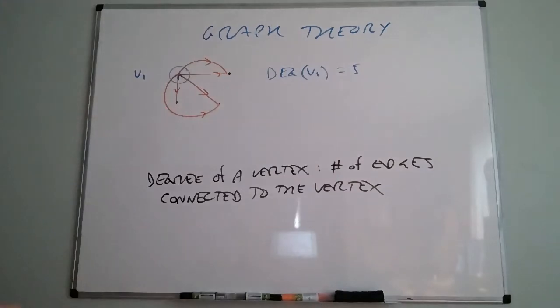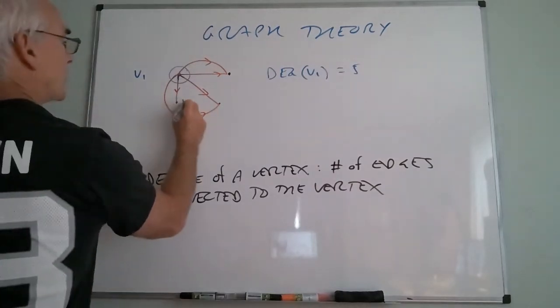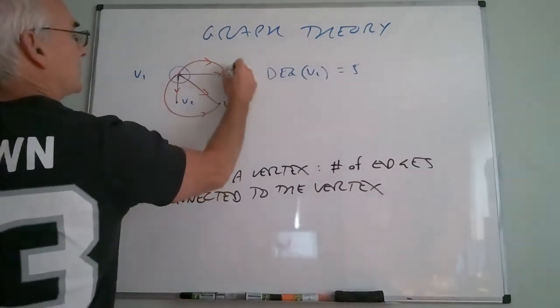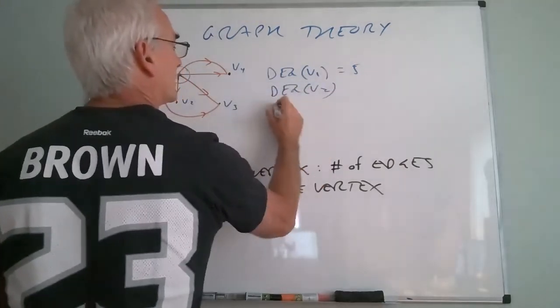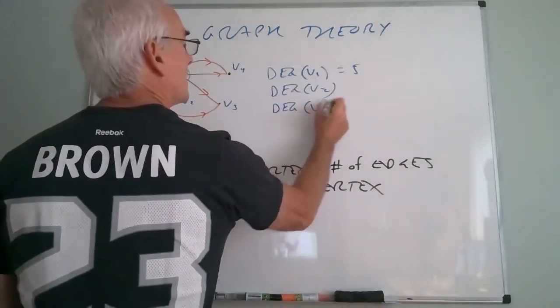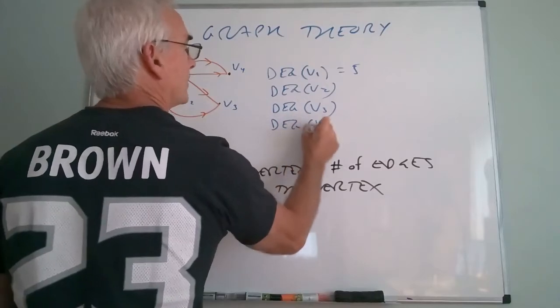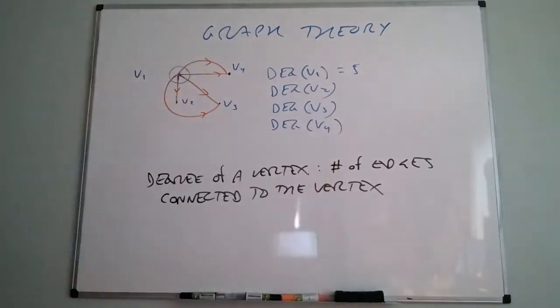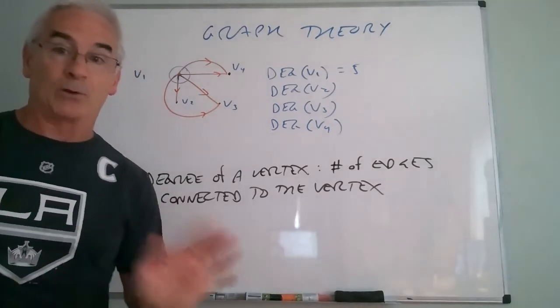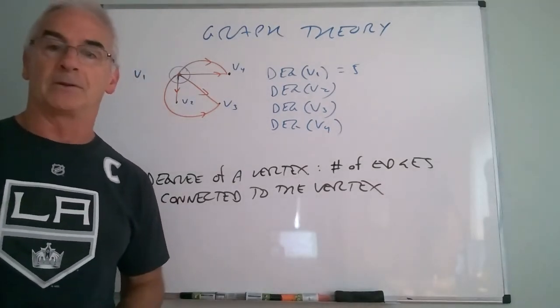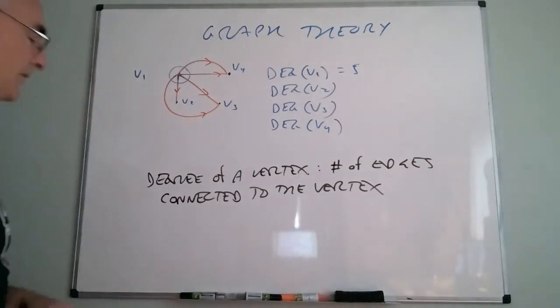That's simple. Okay, so let's call that V1, that V2, that V3, and that V4. This is not a calculation, this is a count. So anybody, what would be the degree of V2? And by the way, the arrows really aren't important when it comes to degree. The arrows aren't important in terms of degree at all. Anybody want to just blurt out? What do you think V2 is?